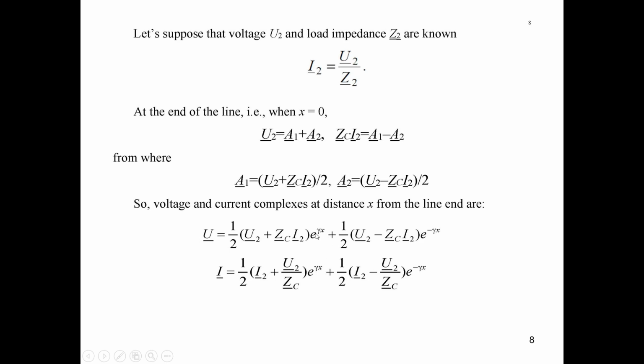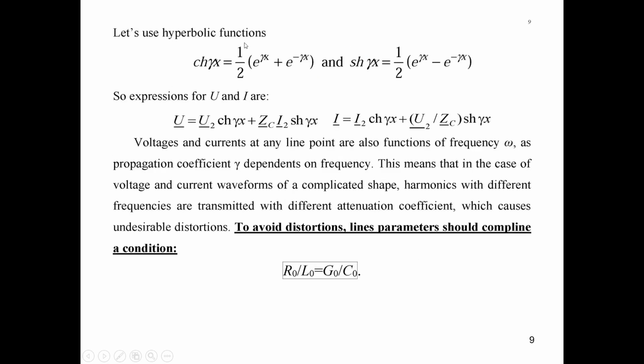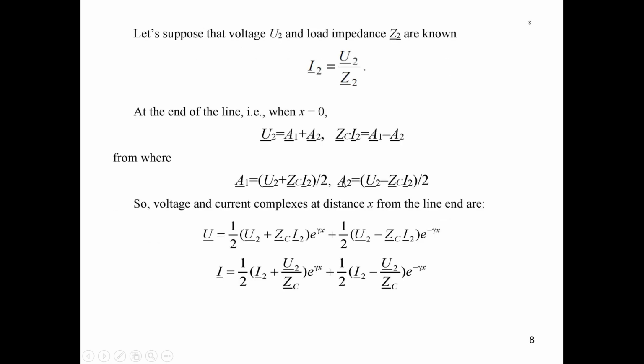Then we have here exponential functions with plus power and minus power, and we can express them through hyperbolic functions. I would like to remind you of this material from mathematics. Hyperbolic cosine is equal to 1/2 of e to the degree gamma x plus e to the degree minus gamma x, and hyperbolic sine is 1/2 of e to the degree gamma x minus e to the degree minus gamma x. And we can rewrite this expression through hyperbolic functions.